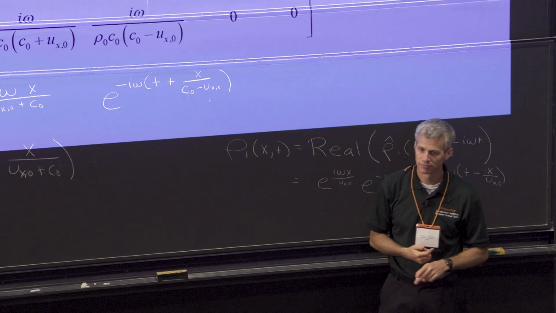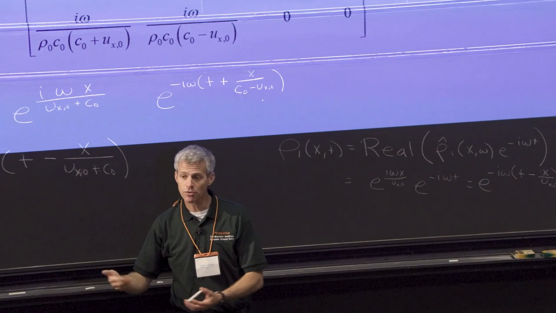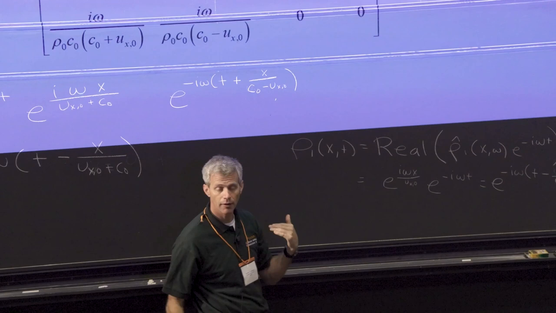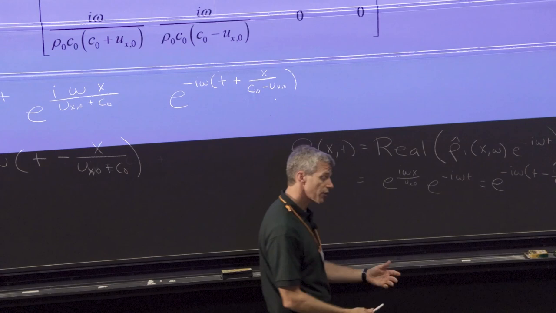So now I have to be in a reference frame where t plus x over that speed is constant for it to be constant. So this describes a sound wave that's shooting up the flow. Because the flow is coming this way at a speed of u naught, and the sound waves move at a speed of c naught, it's moving in the lab frame at a speed of c naught minus u naught.